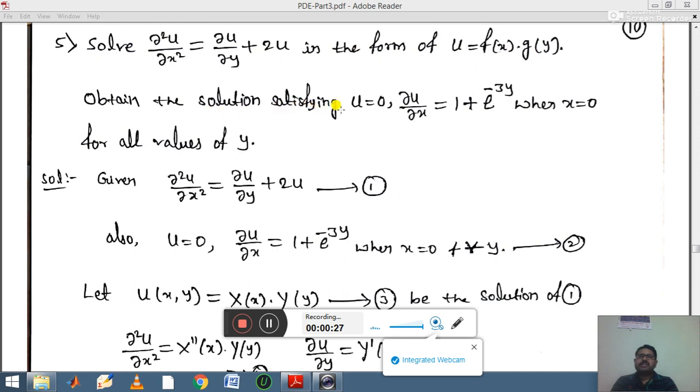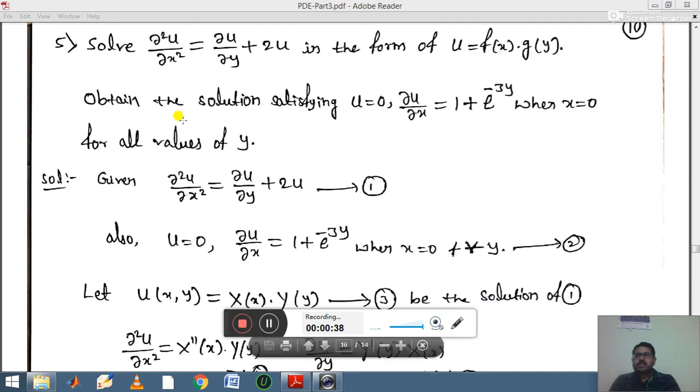Obtain the solution satisfying u = 0, ∂u/∂x = 1 + e^(-3y) when x = 0 for all values of y. This is a second order differential equation because it has the double derivative ∂²u/∂x² on the LHS. Here u is the dependent variable, and x and y are the independent variables. Now let us solve the second order differential equation.